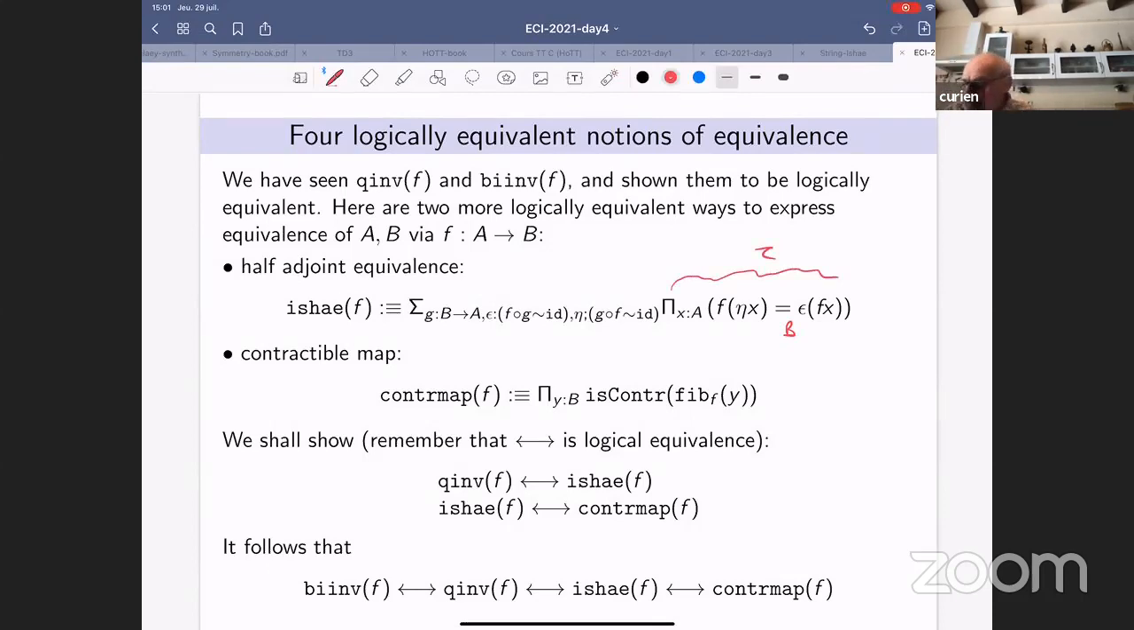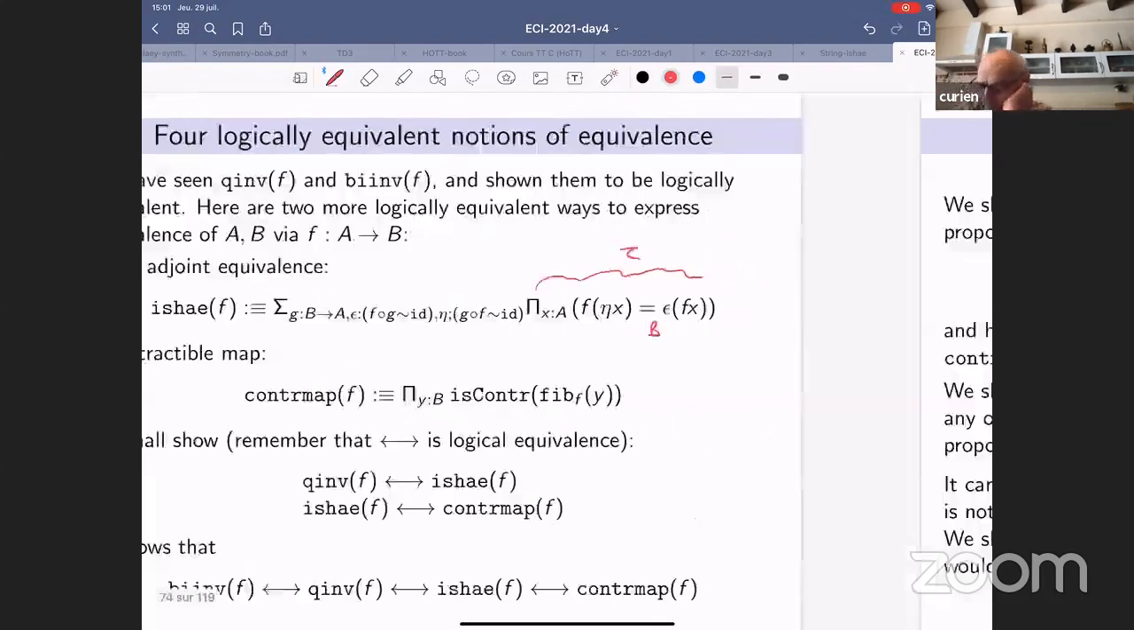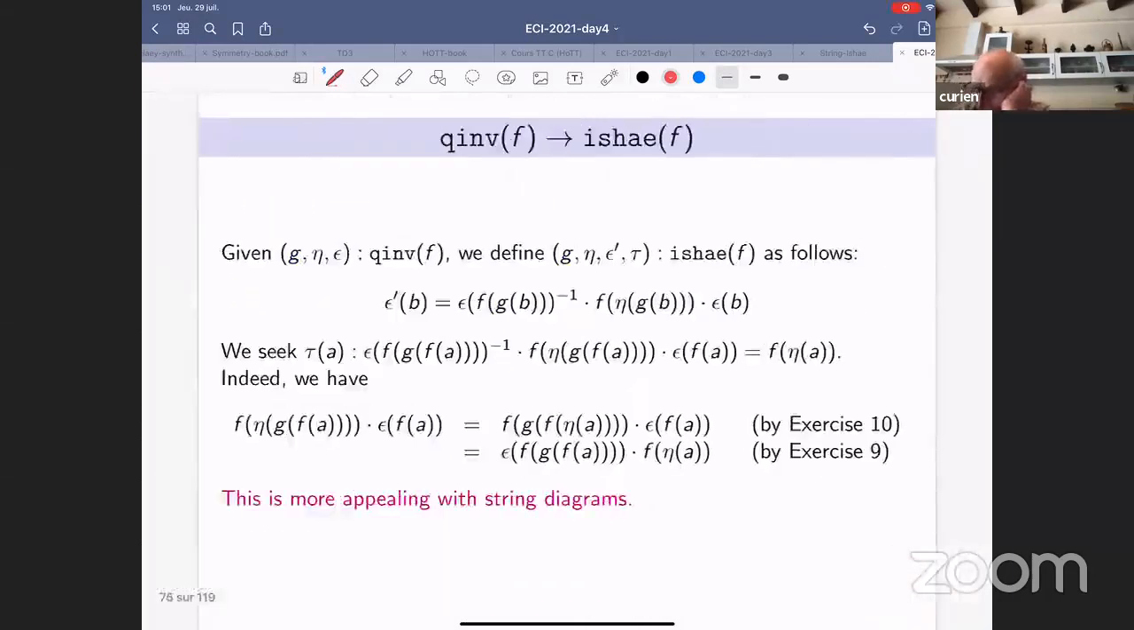Okay, so we need to synthesize such a guy. It happens that the argument that I'm about to show you is completely standard in category theory. I can tell you what it says in terms of category theory for those who know about it. You have two ways to say that two categories are equivalent.